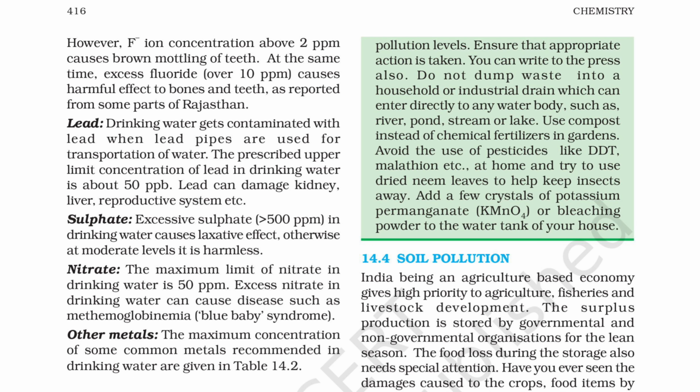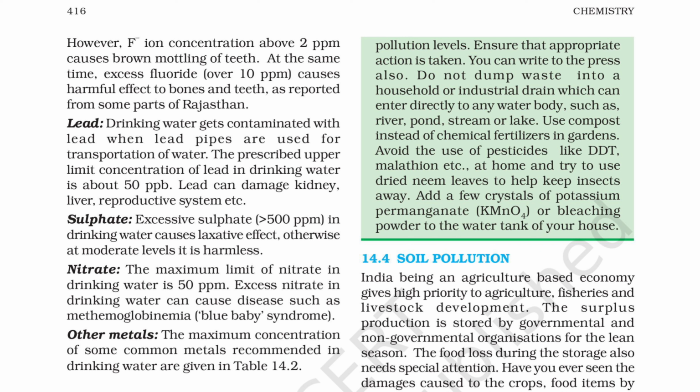However, F- ion concentration above 2 ppm causes brown mottling of teeth. At the same time, excess fluoride over 10 ppm causes harmful effects to bones and teeth, as reported from some parts of Rajasthan. Lead. Drinking water gets contaminated with lead when lead pipes are used for transportation of water. The prescribed upper limit concentration of lead in drinking water is about 50 ppb. Lead can damage kidney, liver, reproductive system, etc.